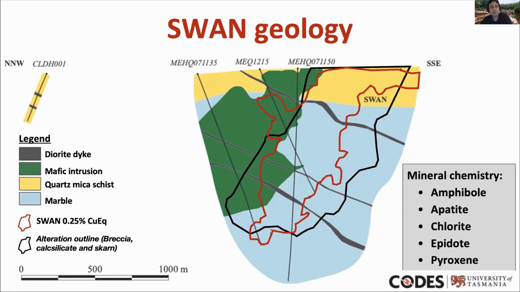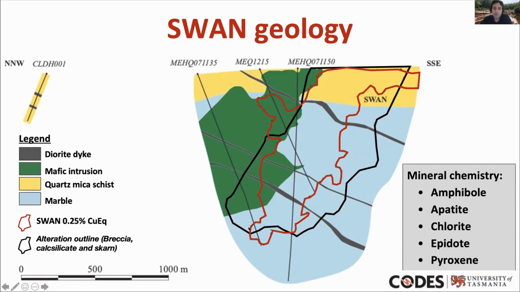There's a mafic intrusion in green, and all the rock types here are cross-cut by late dikes that are post-mineralization. One thing you can see here is this red outline, which is the outline of the SWAN 0.25 copper equivalent grade shell. So this is pretty much the highlight of the deposit.